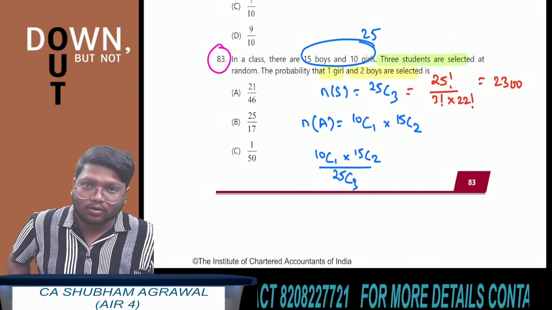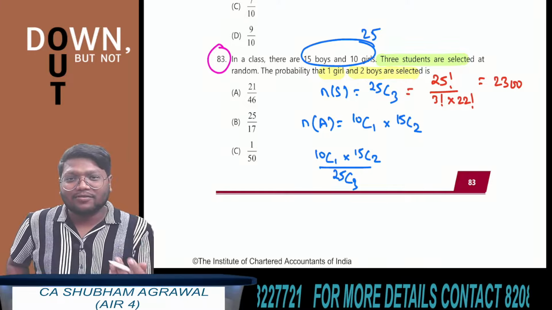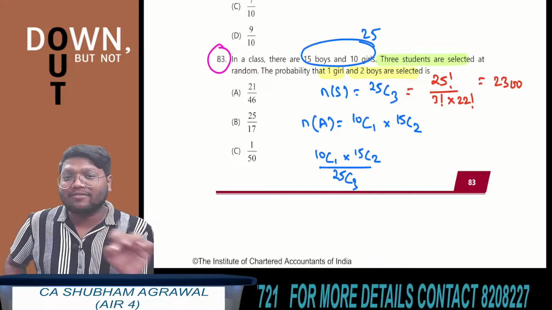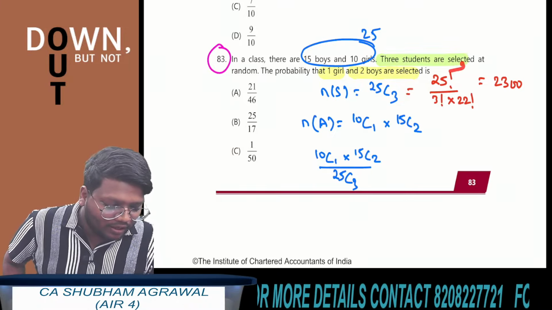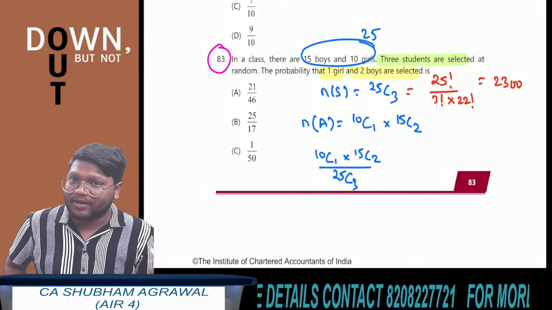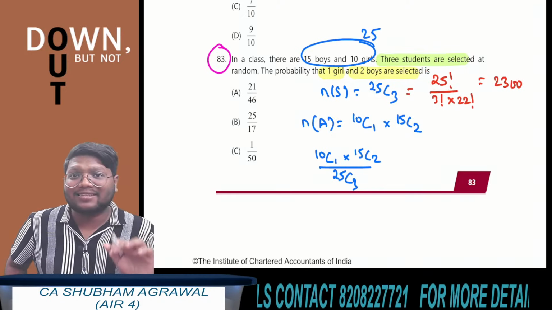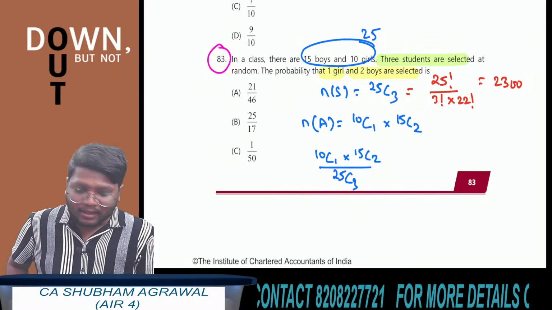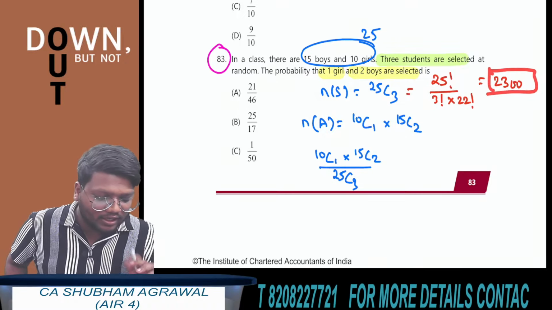2300. Okay. All of you have understood this or not? In order to find nCr, we use the formula n factorial divided by r factorial multiplied by (n minus r) factorial. So here we write 25 factorial in the numerator, and 3 factorial multiplied by 22 factorial in the denominator. Now 25 factorial divided by 22 factorial is 23 multiplied by 24 multiplied by 25, and then you divide it by 3 factorial, which is 6. You will get 2300.